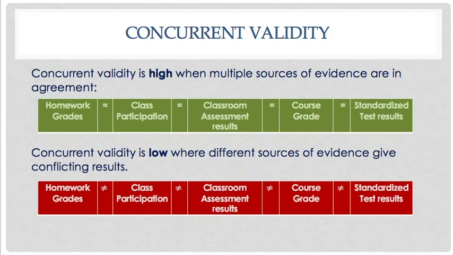Concurrent validity is low when you have different sources of evidence that give you conflicting results, where one or all of these things don't make sense. Kids who do well on homework bomb the test, and kids who do poorly on the homework ace the test. That doesn't make any sense, right? Class participation, not a great indicator of success always, but sometimes, right? Kids who don't participate seem to do well. Kids who participate do poorly.